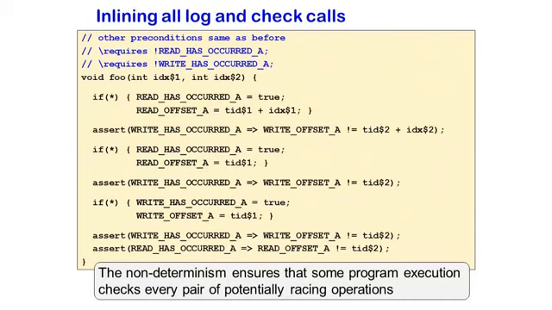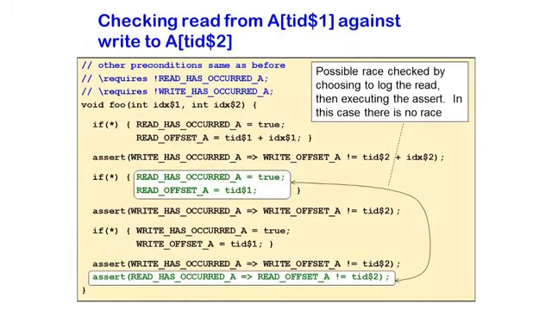Now, the key thing here is that because we are using non-determinism, we ensure that there will be some program execution that will expose a data race if it could exist. So let's consider, for instance, the read from A at tid1 and the write to A at tid2. This pair of statements are clearly race-free because tid1 and tid2 are different. Will a race between these statements be considered?